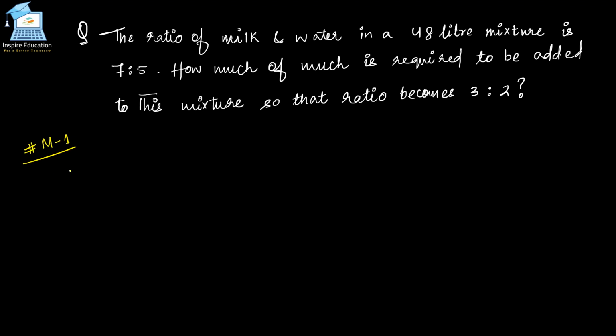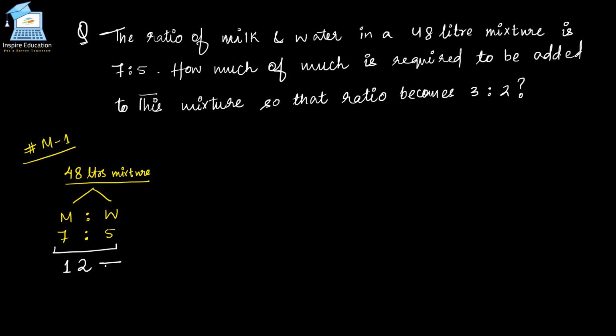Method 1. So we have a 48-liter mixture, right? In 48 liters, milk is to water, we have 7:5. So first of all, let us find out how much milk is there, how much water is there. Let us say in a fake way, milk is 7 liters, water is 5 liters. So total is 12. But this is fake, man. Please understand.